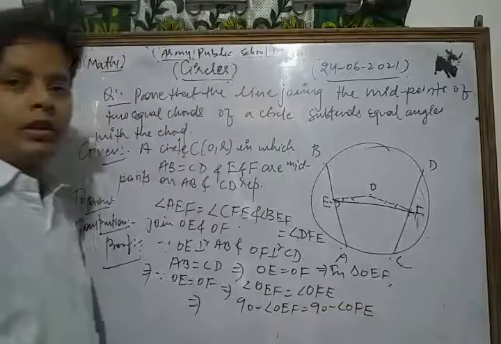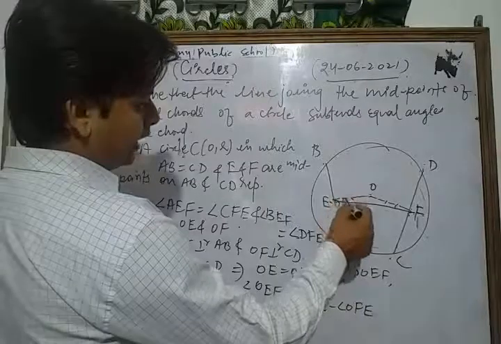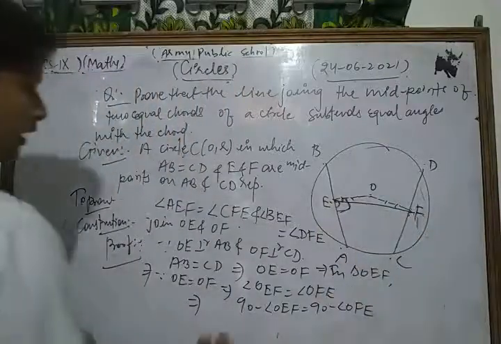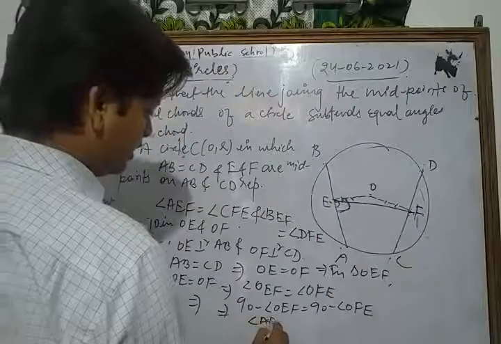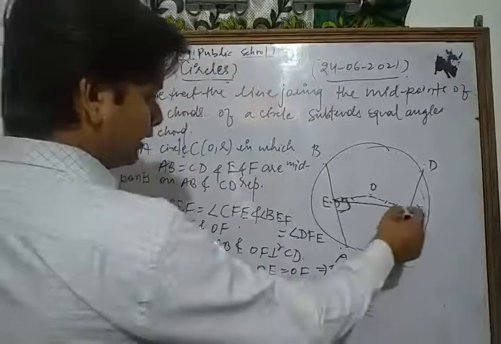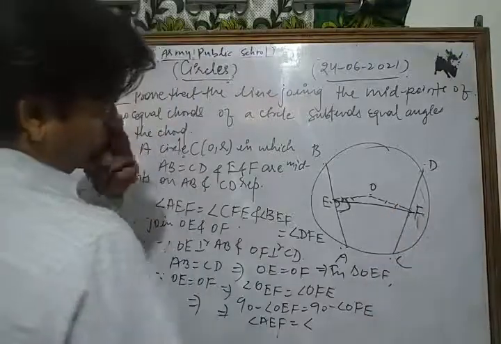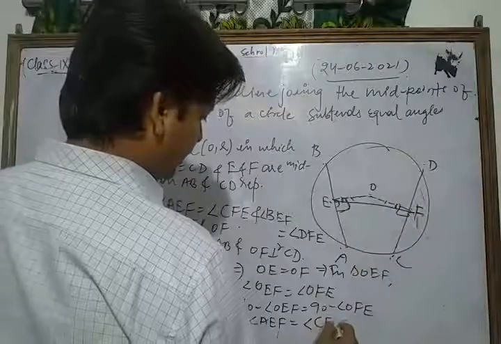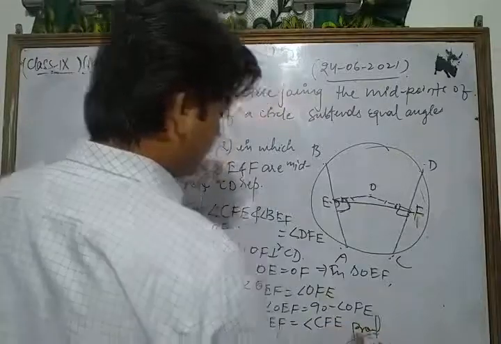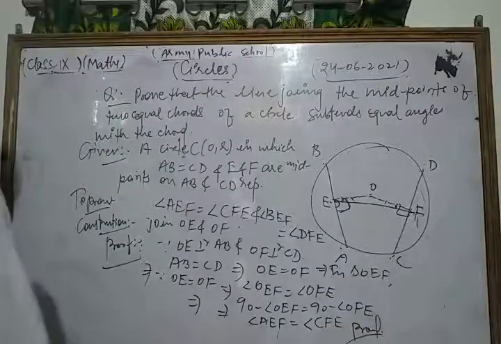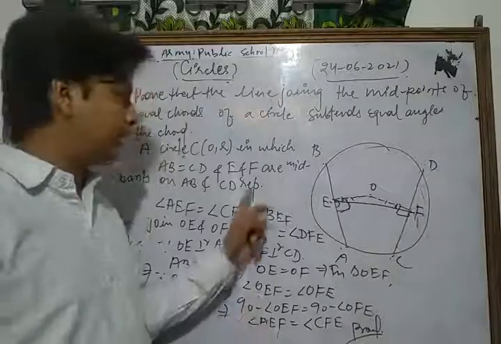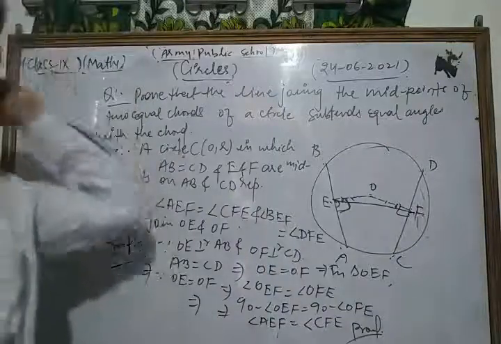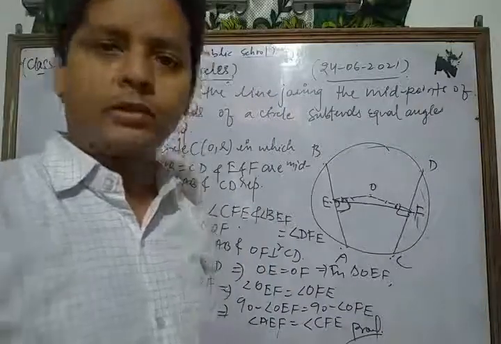Now look, this is perpendicular, so 90 minus angle OEF, we can write what? Angle AEF. Angle AEF is the same as 90 minus angle OFE, that is angle CFE. Hence proved. Similarly, adding 90 on both sides, you get the other result. Okay, so this is the process to solve that type of questions. Now we take and solve some other important theorems and questions based on this topic.